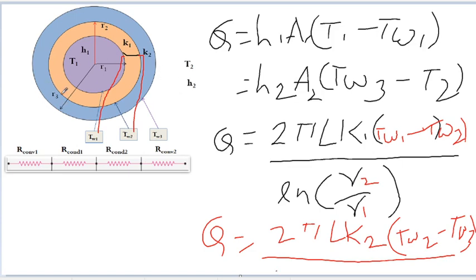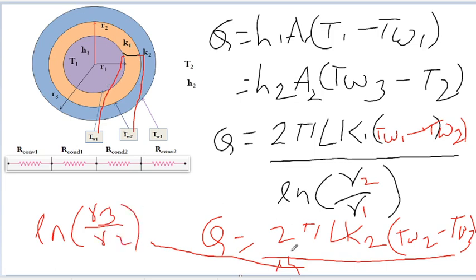So I am writing ln of the outer radius R3 upon the inner radius R2. So this particular equation is Q equals 2 pi L K2 times TW2 minus TW3 upon ln of R3 by R2.